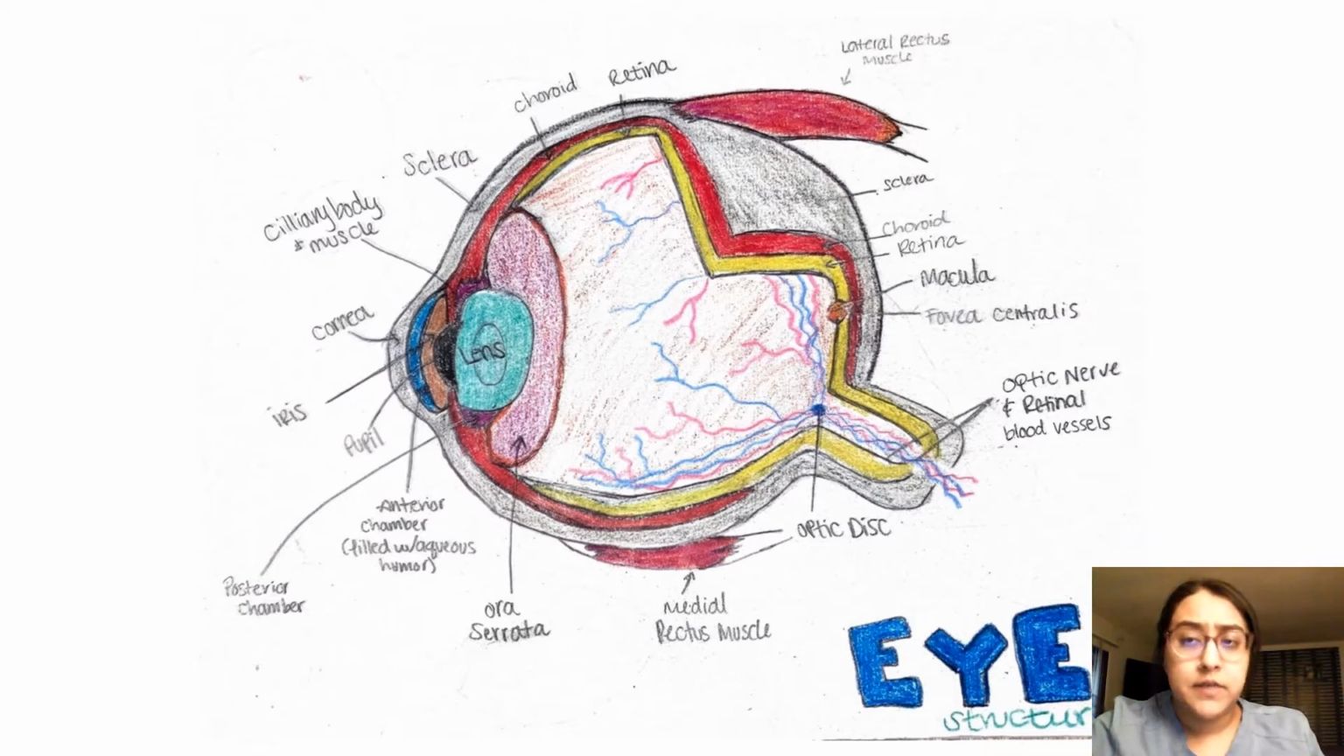The eye is divided into 3 different layers, which will be the external layer, the middle layer, and the inner layer. It also does have an anterior and posterior chamber. The anterior chamber is located between the iris and the posterior surface of the cornea, while the posterior chamber is located between the lens and the posterior surface of the iris.